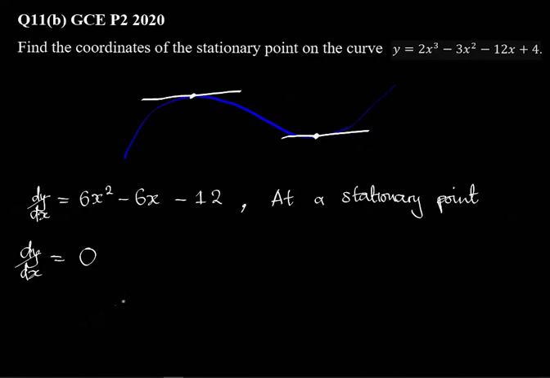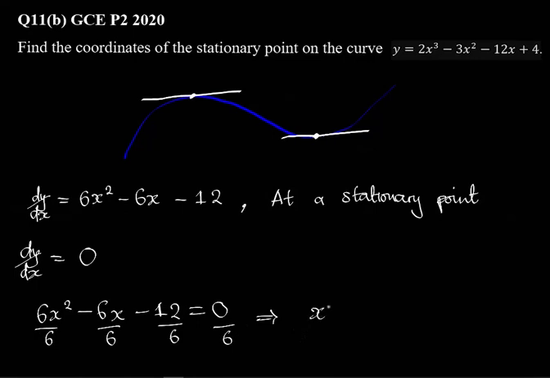Notice that we've got 6 as a factor, so we can divide each and every term by 6, and then this is going to simplify our work. If we divide this by 6, by 6, and by 6, and by 6, what we're going to have as a result is x squared minus x minus 2, and this is going to be equal to 0.